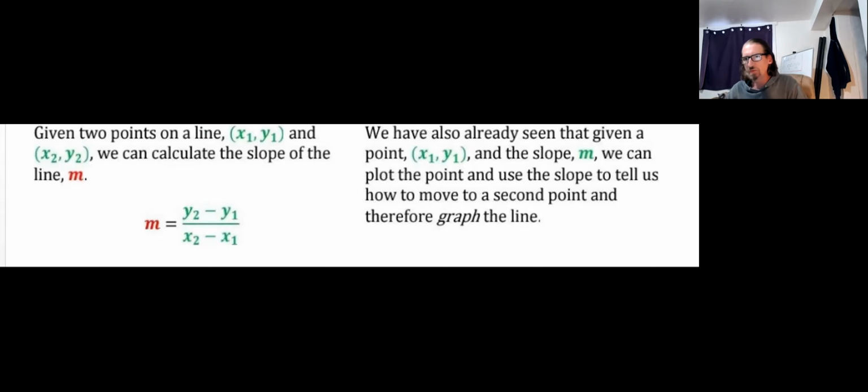In fact, that process could be repeated so that we could move to infinitely many other points besides the quote starting point. There is no real starting point on a line, but the point that we first plotted, x1 comma y1. Turns out that having that information is also going to be enough to write the equation of a line. If we know 1 point, x1 comma y1, and the slope, that's going to be enough.